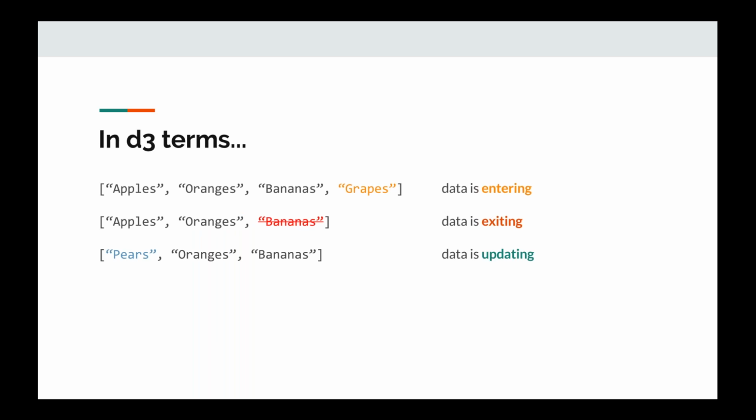In D3 terms, we refer to this as entering, exiting, and updating. So when data comes in, that's referred to as entering. This data record that did not exist before has entered the scene, or the data set. Data that is leaving is called exiting data. So there was this data that existed before, bananas, and now it's gone. And then data updating is like, hey, this record was already there, but we just changed the value of it. So enter, exiting, updating.